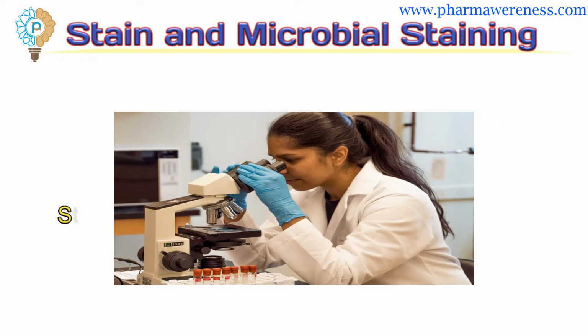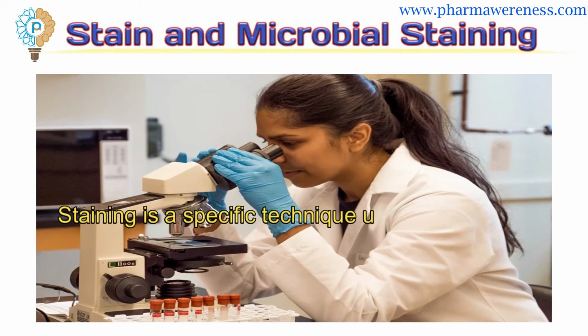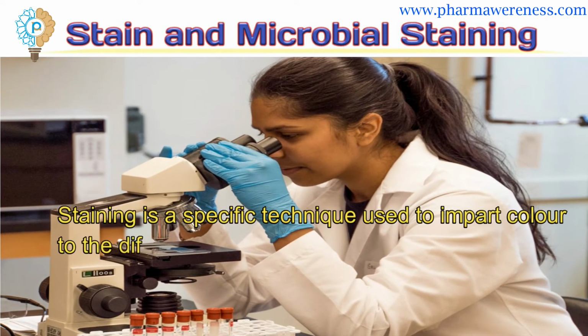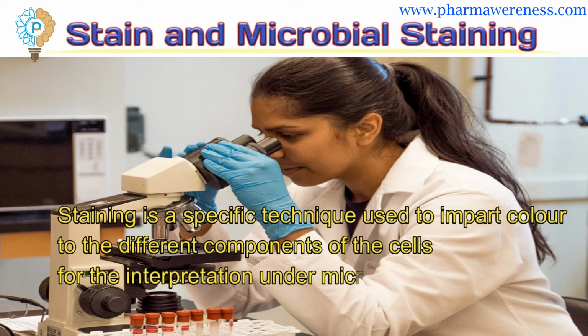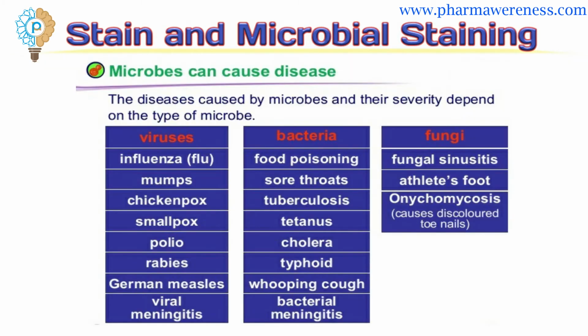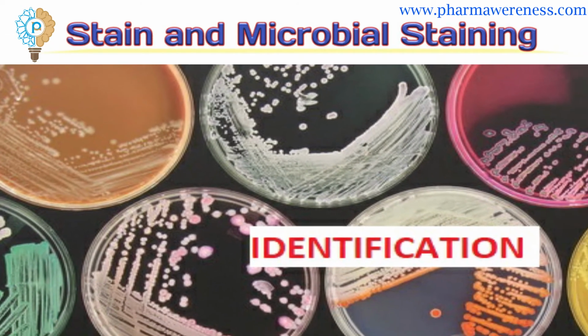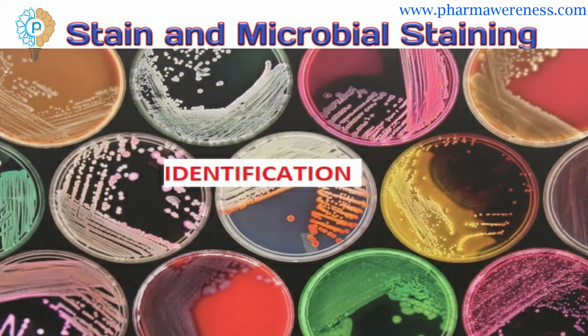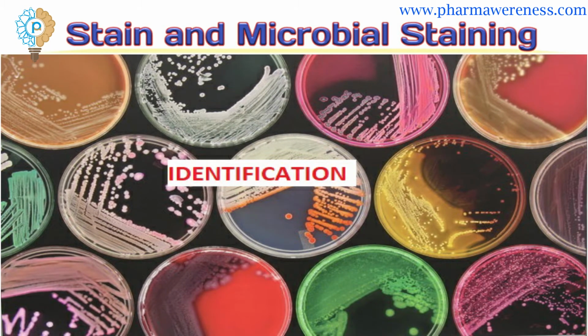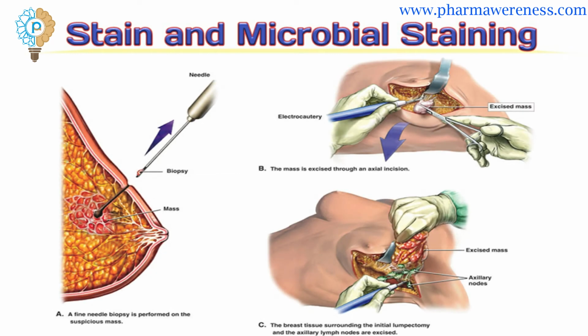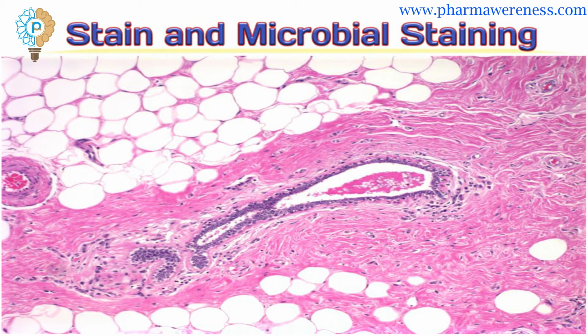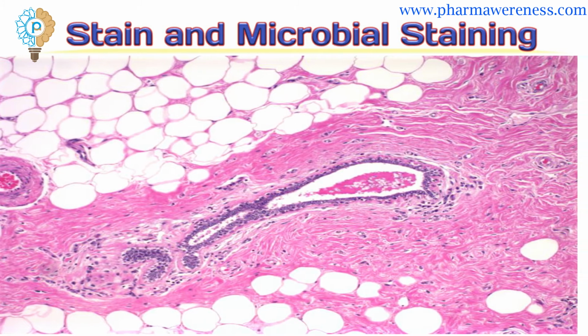So let's start. Staining is a specific technique used to impart color to the different components of the cell for interpretation at the microscopic level. A microorganism can cause diseases in humans and animals also. So, to identify the cause of the disease, sometimes we need to identify those specific microorganisms. Sometimes, in case of some specific diseases, we need to examine dissections of the tissue under the microscope also.